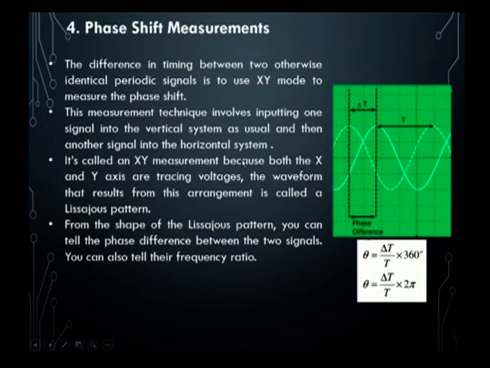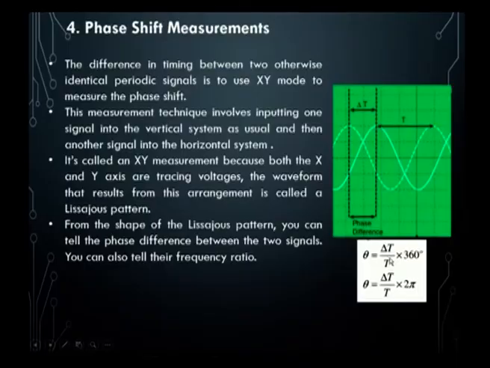The last thing that we measure with the help of CRO is phase shift. Phase shift is a difference in the timing between two signals. If we observe signals with delay, one will be lagging and another leading, which is a difference due to time. This is measured as an angle: theta is equal to delta t divided by T into 2 pi. So, this is the phase difference that we can observe with the help of two signals. This can also be measured with the help of CRO.